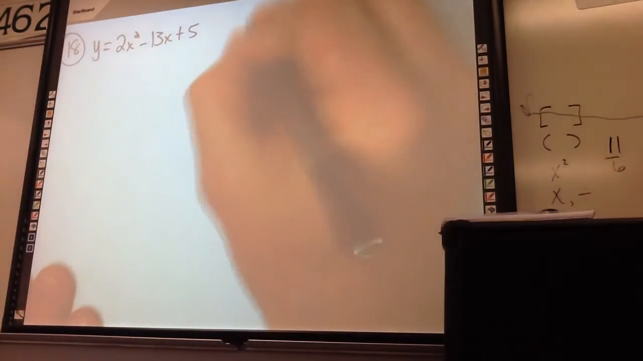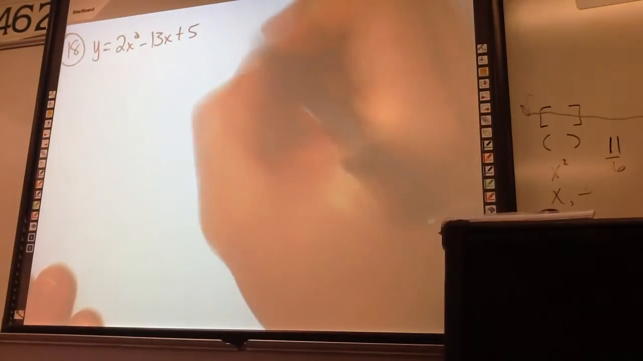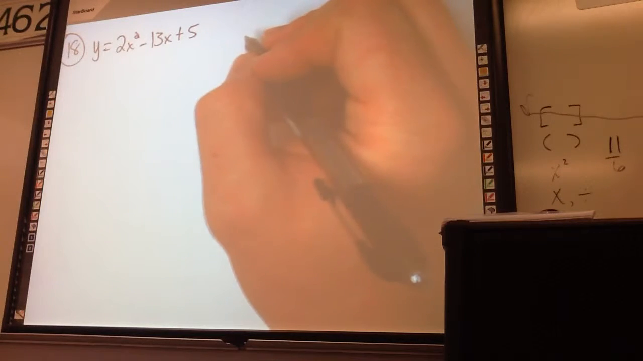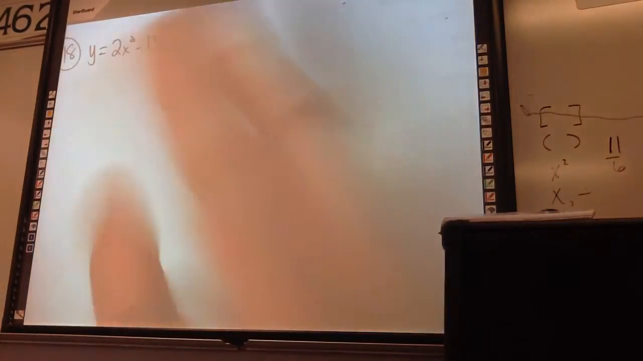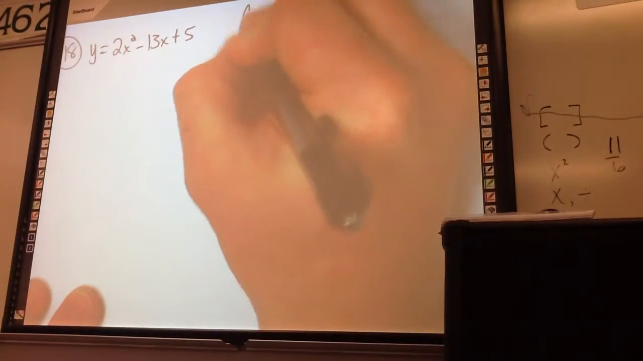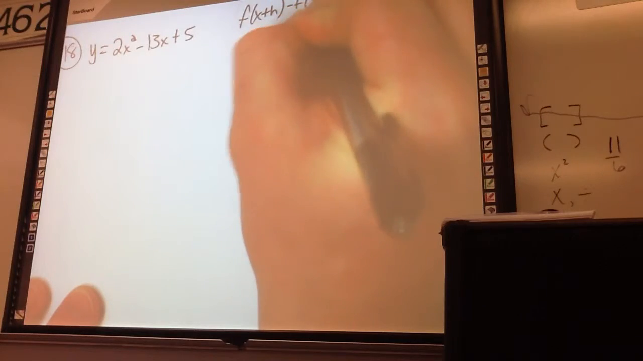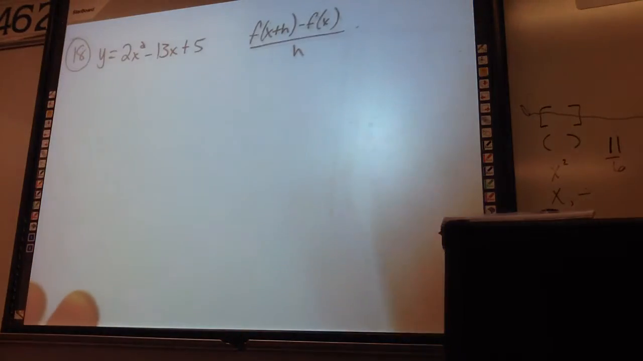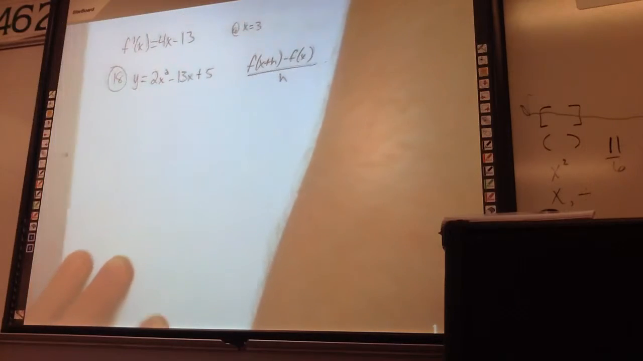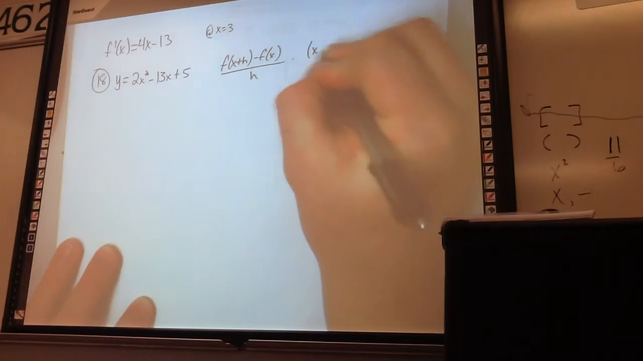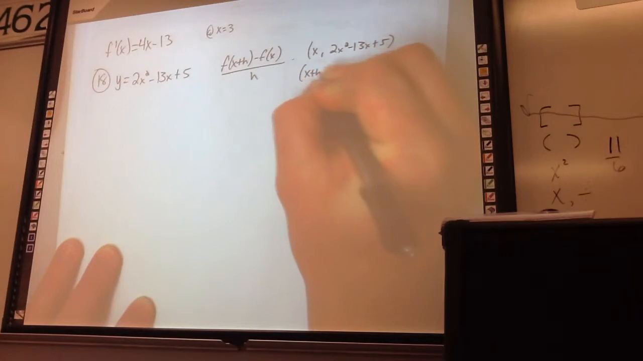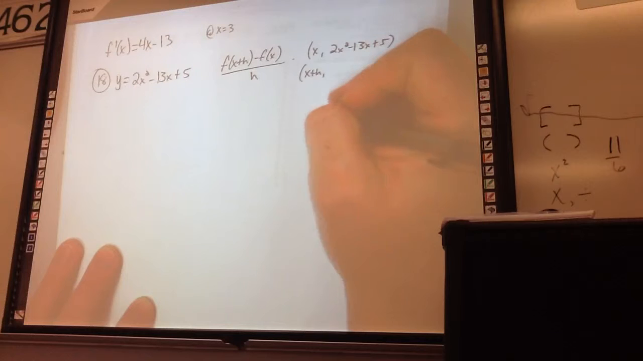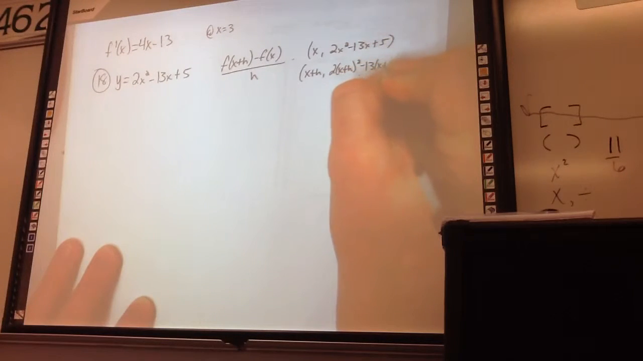So to find the derivative, we use f of x plus h minus f of x over h. Or you can write the 2 points and do rise over run. You can either go like this, I don't like that one, or you can do your 2 points, which would be x, 2x squared minus 13x plus 5, and x plus h, 2 times x plus h squared minus 13 times x plus h plus 5.